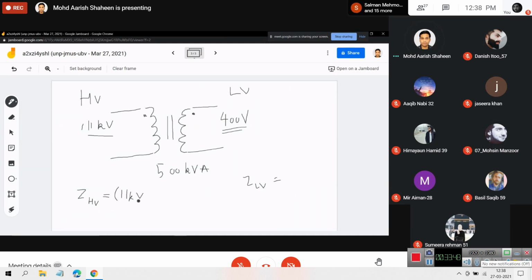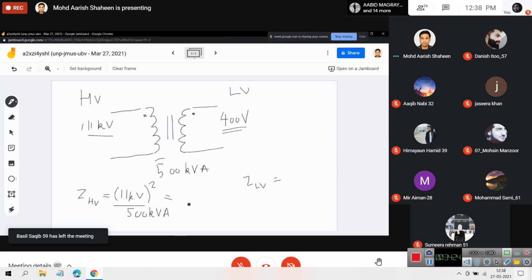Remember, I'm talking about a three-phase network. So this is three-phase power. This is line voltage squared divided by the power base, which is 500 kVA. What is this equal to? As you can see, k squared will become mega, and k and k cancel. So this will be 11,000 divided by 500. Sorry, not 11,000, 121,000 divided by 500. So what is it equal to? Yes, it will be 242 ohms.